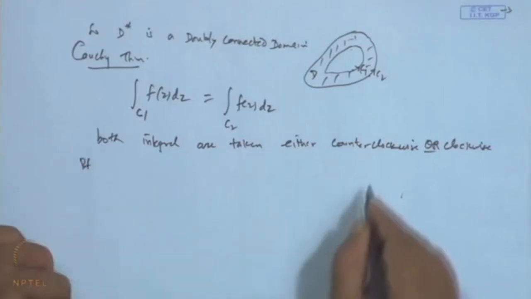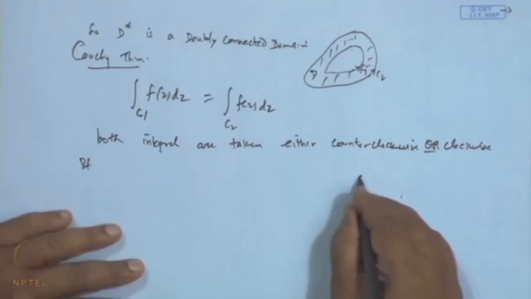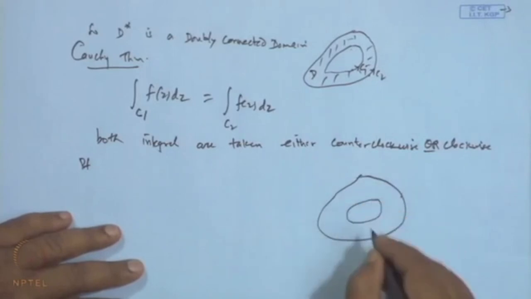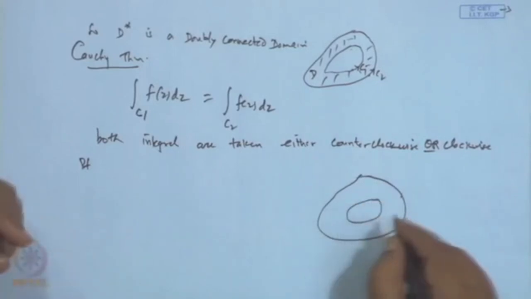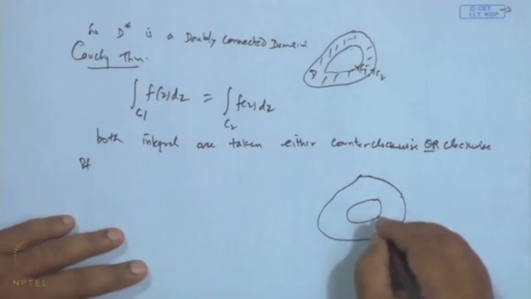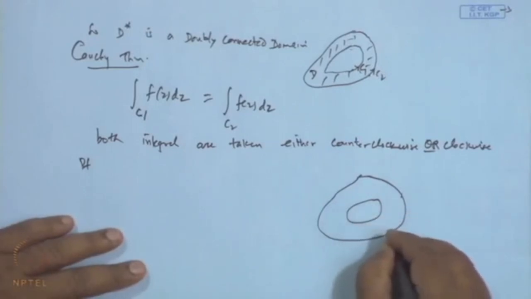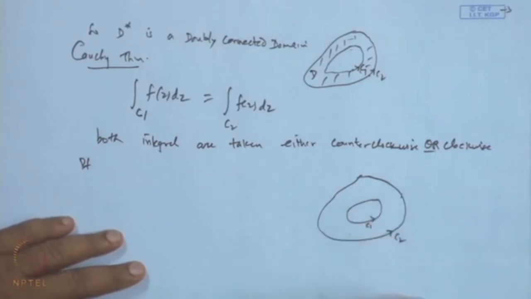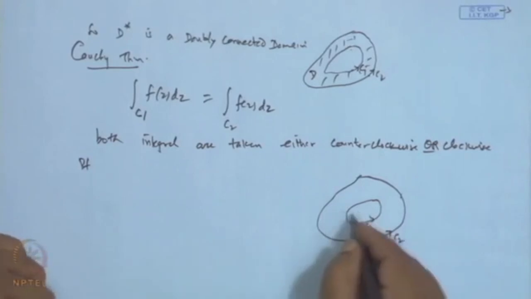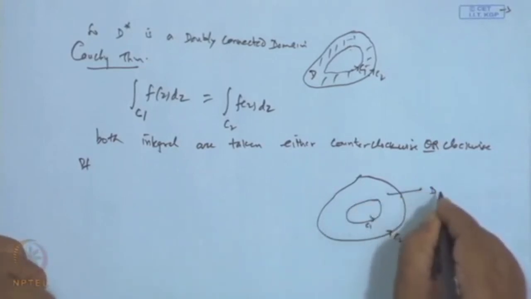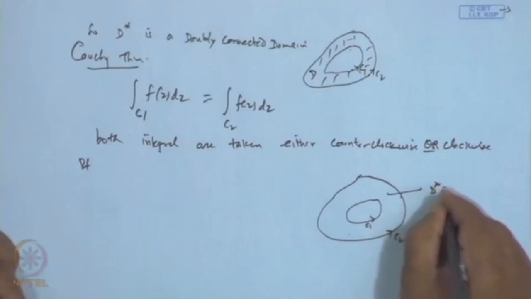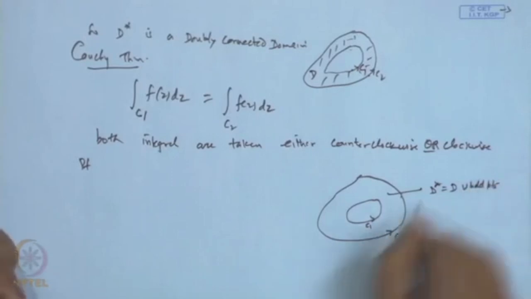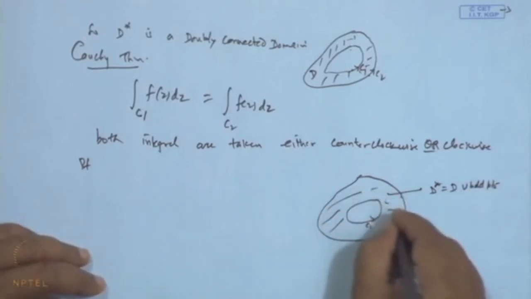The proof is simple. Suppose we have a multiply connected domain which has these two boundaries, say C1 and C2. So, this is our C1 and here is C2, and D is this domain between them. Now, this is the domain D star, which is D union the boundary points C1 and C2. So, this is our domain D.